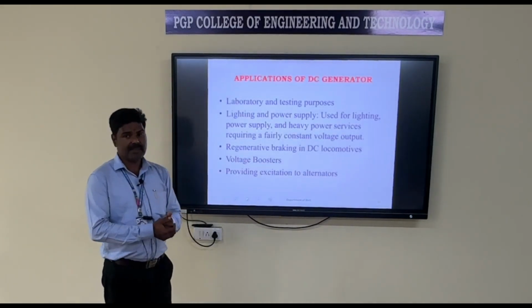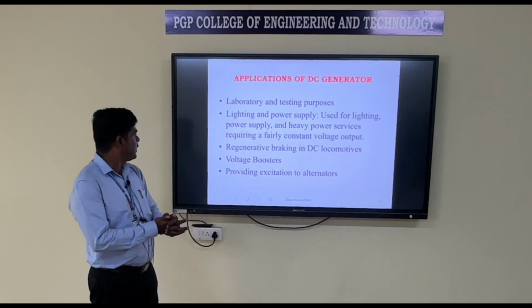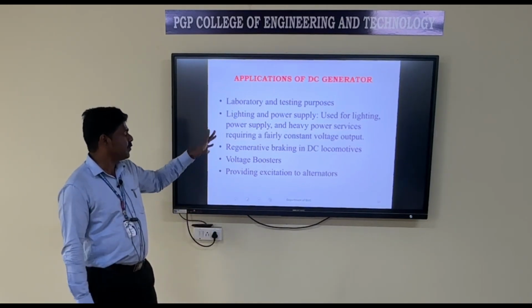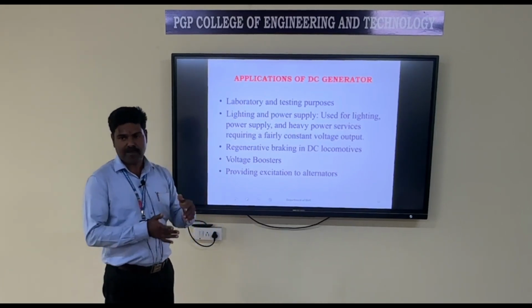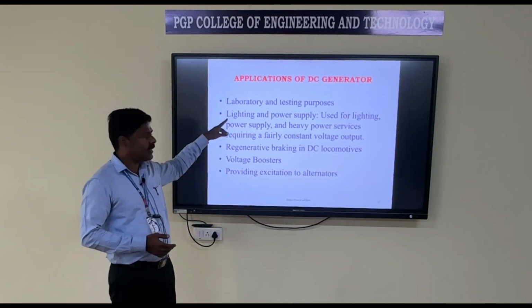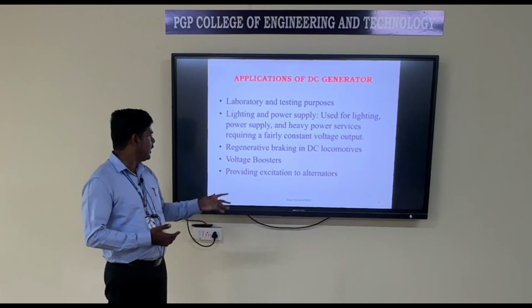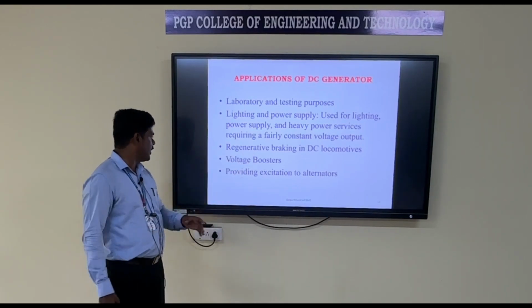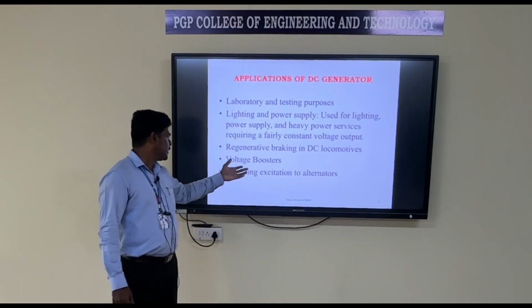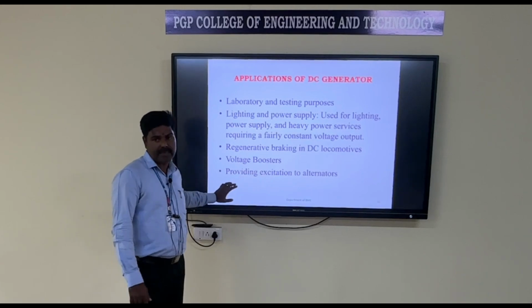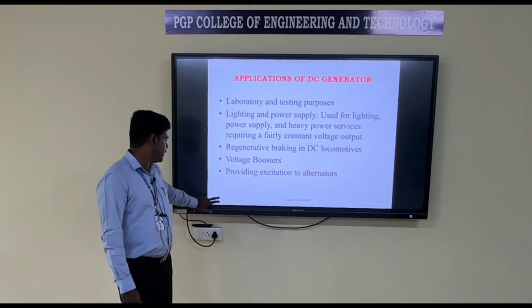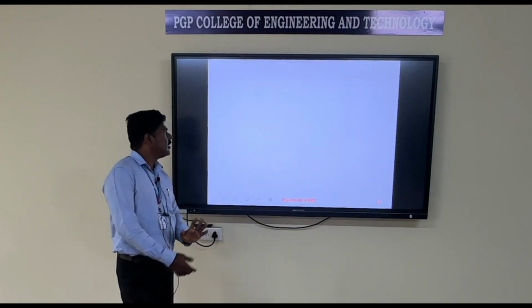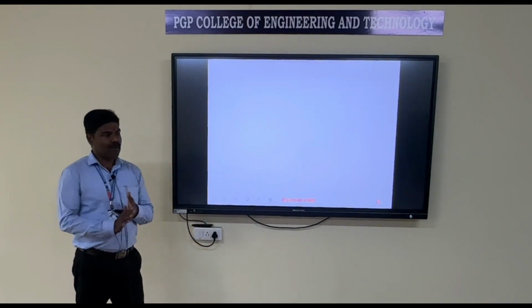These are some applications of DC generator. For laboratory and testing purposes, we can apply a wide range of output voltages by using the DC generator. Then lighting and power supply, and regenerative braking in DC locomotives. Then used as voltage boosters, then providing excitation to alternators. These are some applications for DC generators. Then I conclude my seminar.